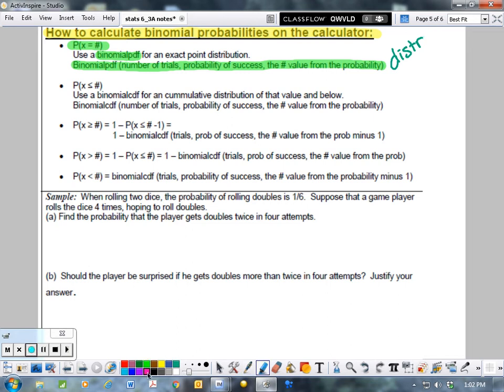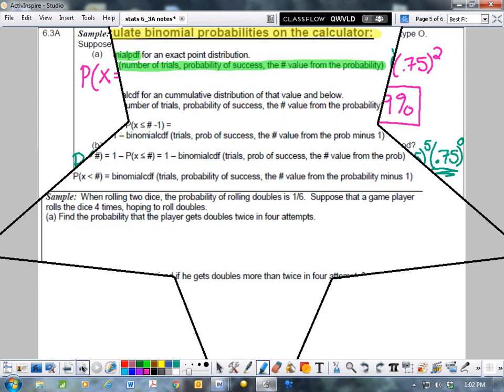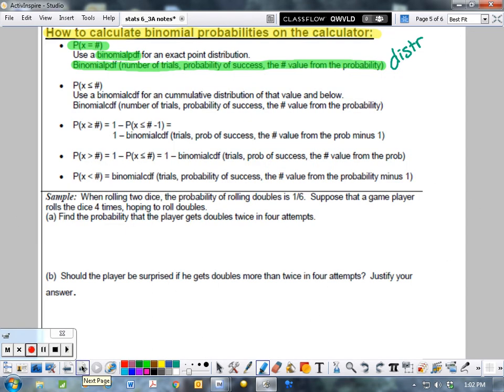Now, as you can tell on our last problem, when we had more than 3, we had to do exact probabilities multiple times. This one was only 2, but sometimes you'll have to do like 10 of them, and that's a lot of calculating. So there is a binomial CDF that allows you to do multiples, but it only does less than or equal to. It does not do greater than or equal to or just less than.